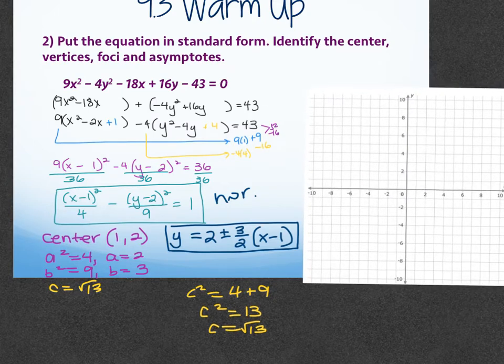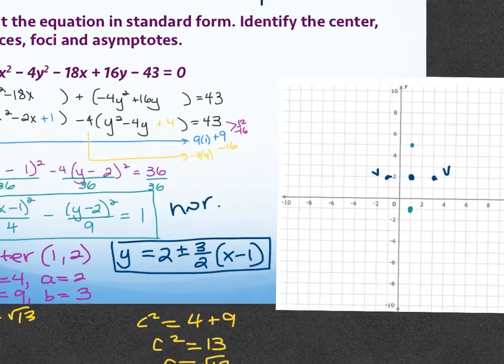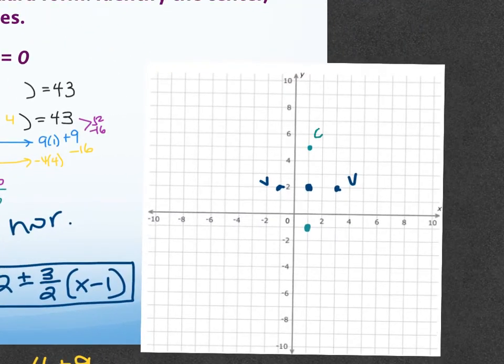So I'm going to find my center, 1, 2. And we said it's horizontal, so I'm going right and left my A. To the right 2, to the left 2. Those are going to be my vertices. I'm going to go up and down B, up 3, down 3. Those are my co-vertices.